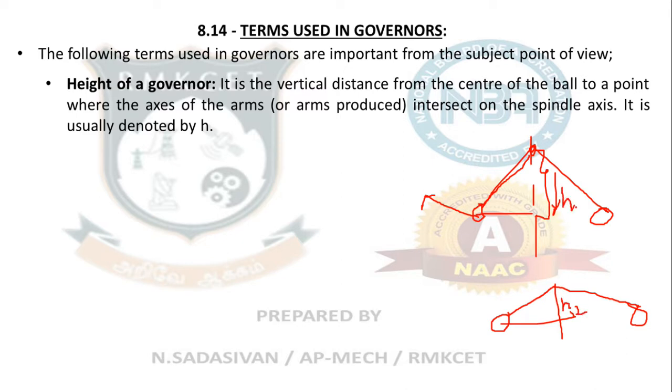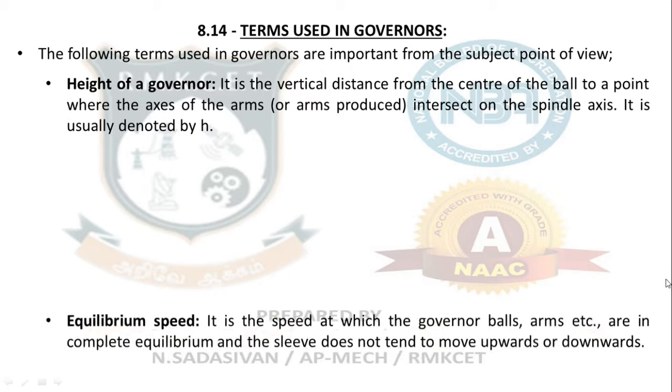Height will increase if your RPM decreases, because of the very simple logic. Balls will come down when you are slow. Balls will go up when you are fast. So when the balls go up, your height will decrease. When they go down, your height will increase. Clear? That is the height of a governor.